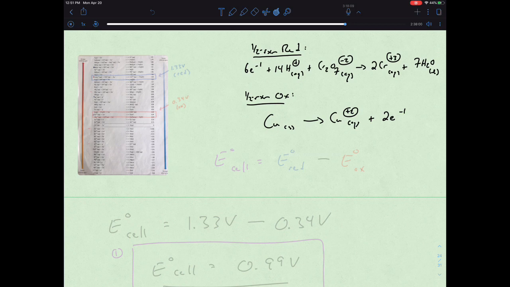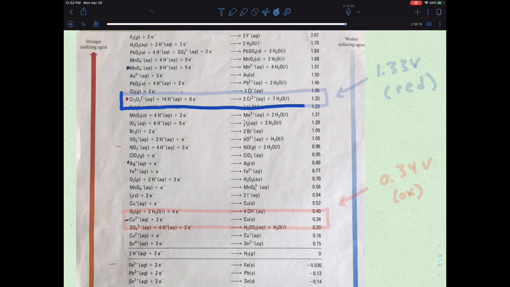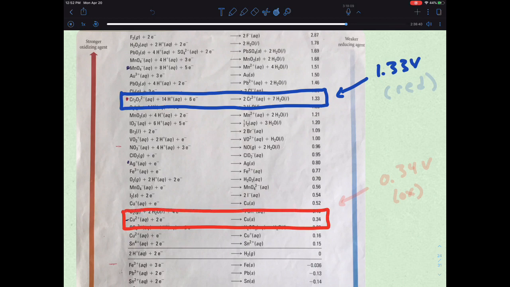So if we zoom in, we can find our reduction at the top of the process with the dichromate. We find that is 1.33 volts. And if we look down, we see our oxidation here, which is 0.34 volts. So that's where we want to plug in for our oxidation, the 0.34 volts, and for the reduction, the 1.33 volts.